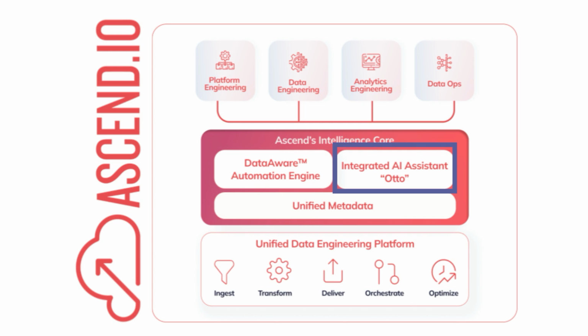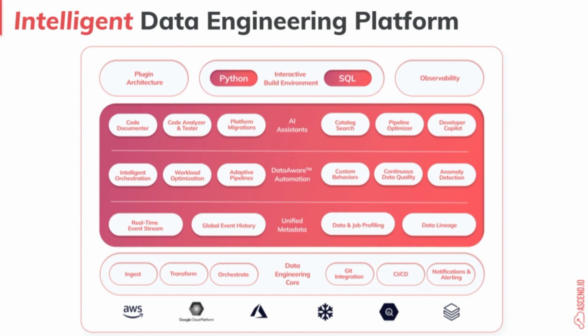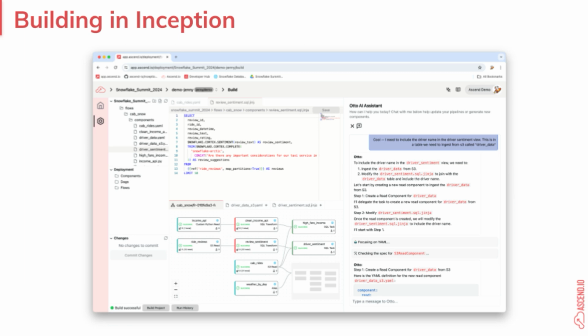So if we give this some more depth, we have our data engineering core here, the unified metadata, our automation engine, and the AI assistant. We can see there's tons and tons of functionality and features that have been built into the new platform. And really where we're going to focus today is seeing some of that functionality with the AI assistant Otto and, in that data engineering core, what that development experience is like. So let's dive in to what it looks like to build in the UI.